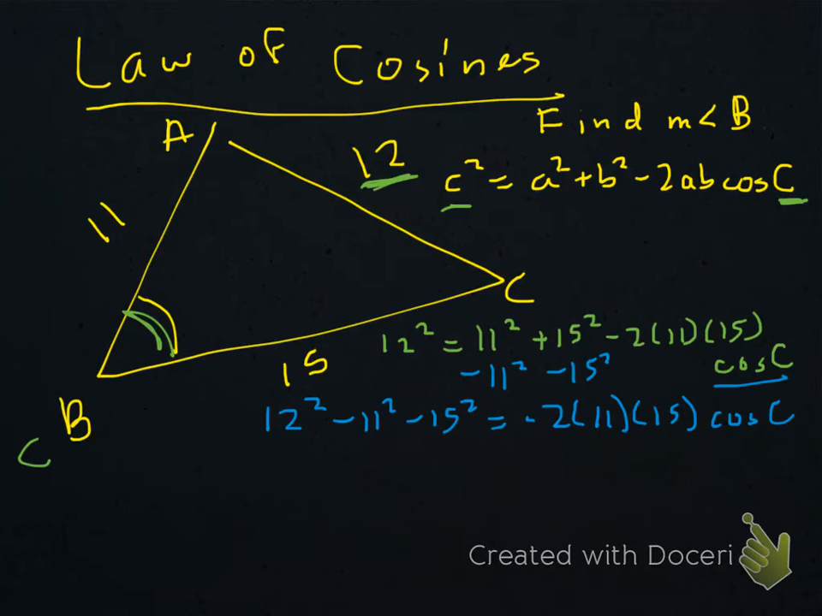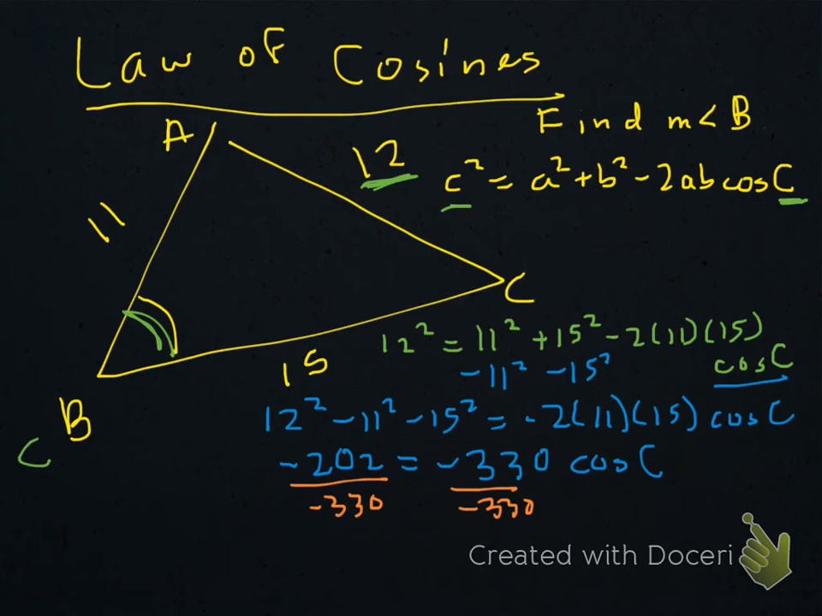So in my calculator, I'm going to do 12 squared minus 11 squared minus 15 squared. And I get for this negative 202. And I'm also going to calculate negative 2 times 11 times 15, which is negative 330 cosine of C. If I want to get the cosine of C by itself, remember, I have to divide by negative 330. So negative 202 divided by negative 330. That gives us 0.612. That's the cosine of C.